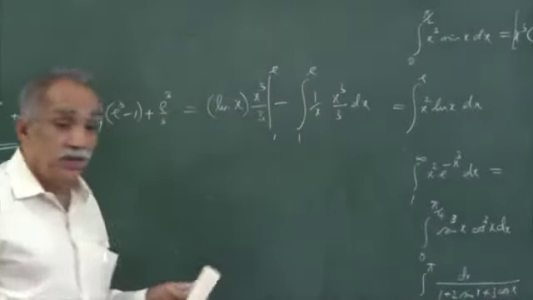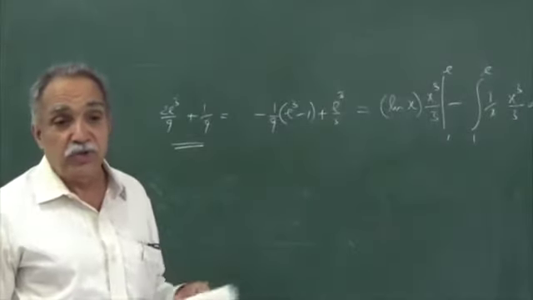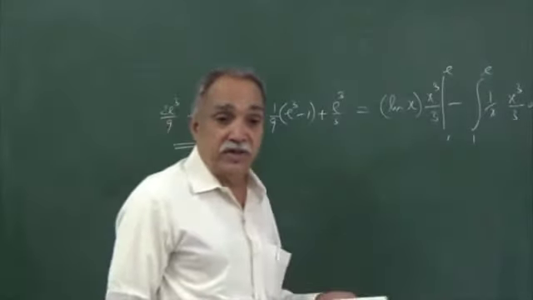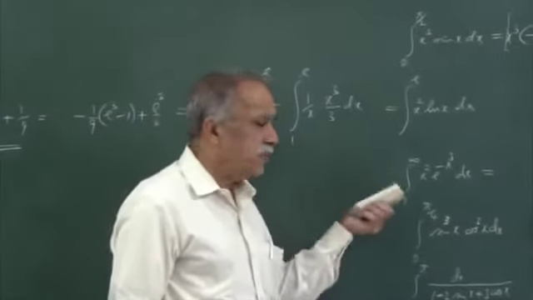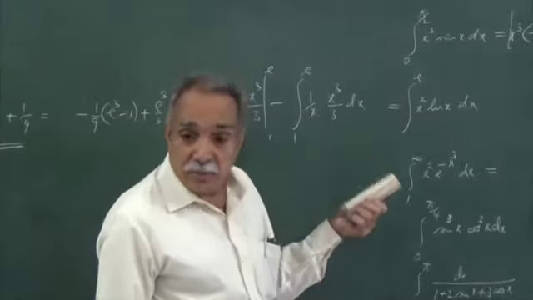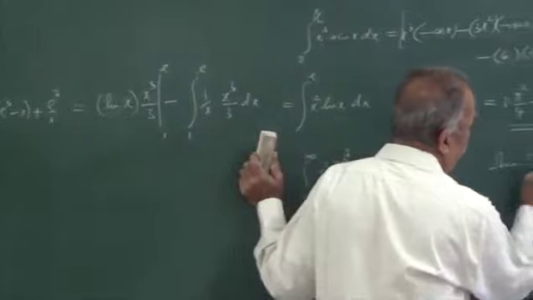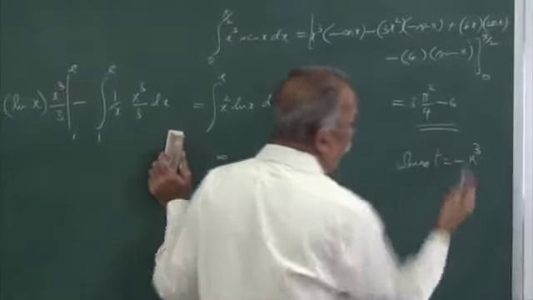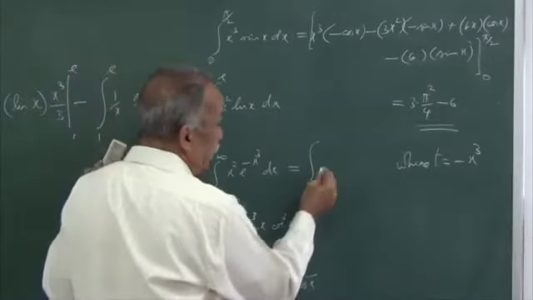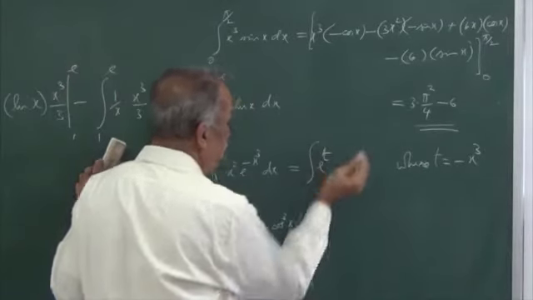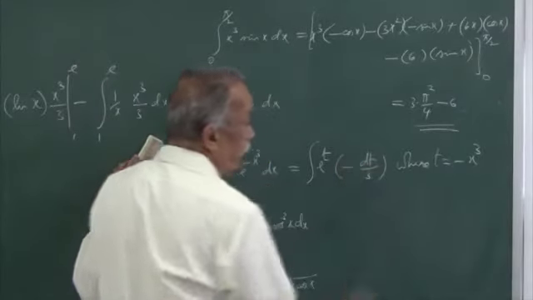Next, I have a situation where I cannot avoid the integration by substitution method. I have to use the method of substitution to carry out integration. The substitution which helps us in the evaluation is minus x cube equal to t. When the substitution is applied, the integrand becomes e to the power t, and x square dx is minus dt by 3.